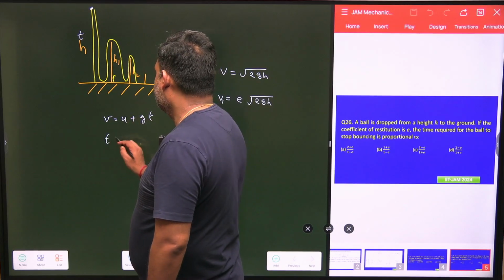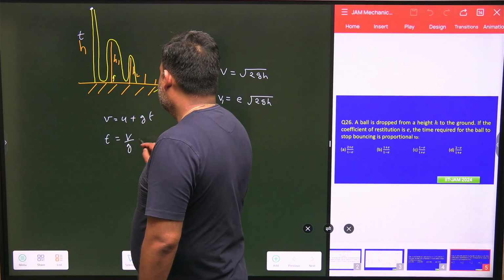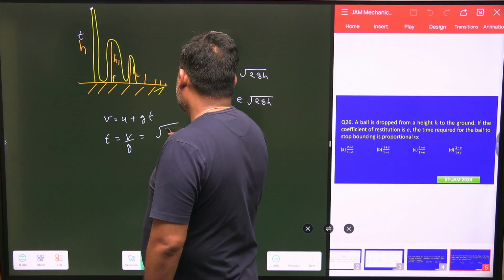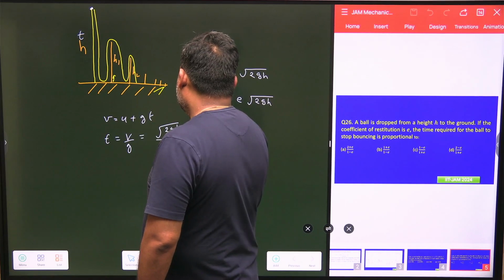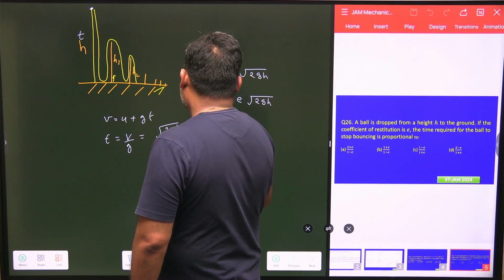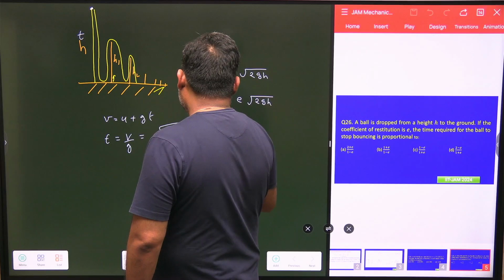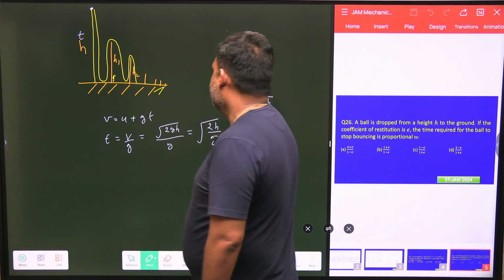So t is equal to v by g, and that value is equal to root under 2gh by g, and this value is equal to root under 2h by g. So this is my time t.